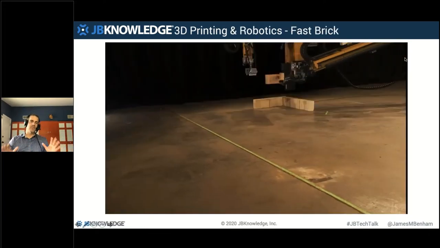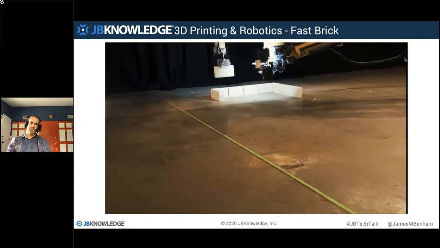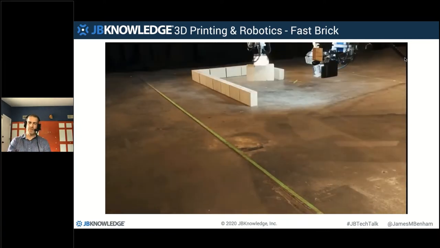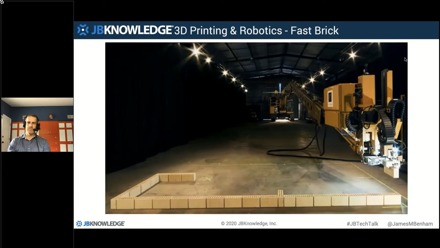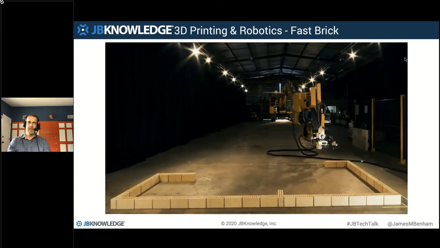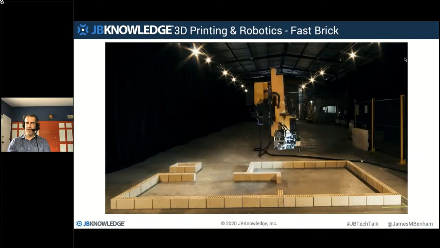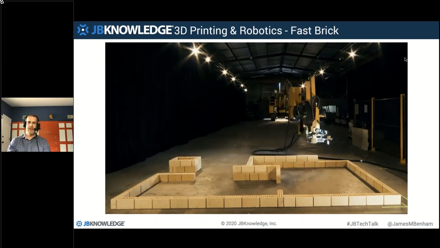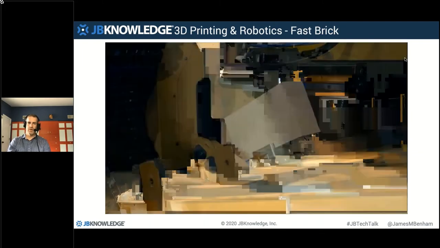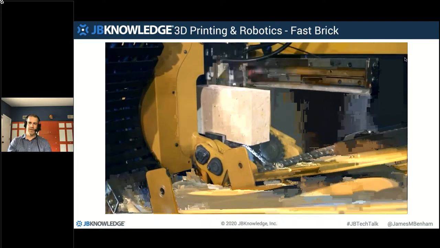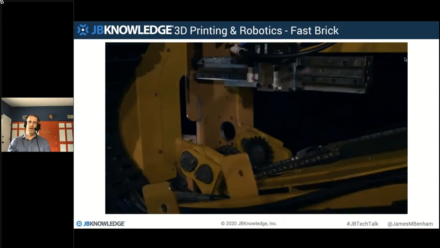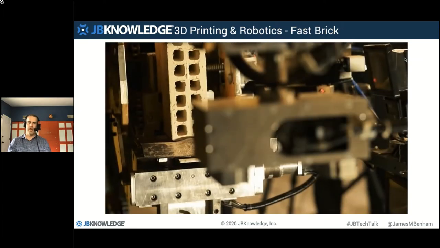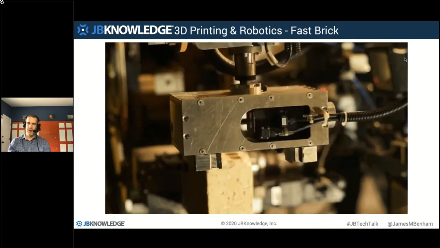This is version one of Fast Brick out of Australia. It uses a specialized concrete block, not a standard CMU, and it uses adhesive instead of mortar. And they went from 85 bricks previously to 200 bricks an hour. I mean, just the numbers are astonishing. Their goal is to do 1,000 an hour.